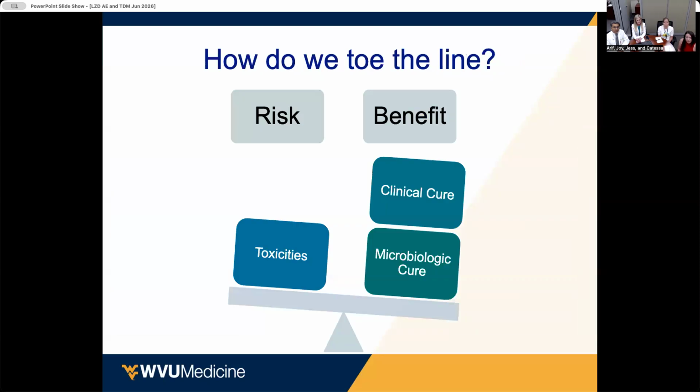Moving on to our next slide. So how do we toe the line, right? How do we balance risk versus benefit? How do we ensure that we can get a clinical and microbiologic cure while decreasing our risk of toxicities?